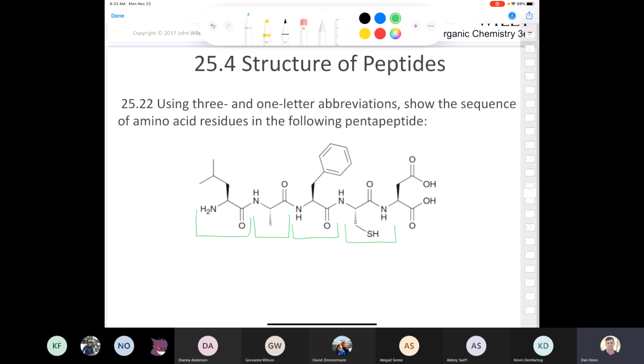And oops, did I go too far here? N, C, carbonyl. Yeah, let me fix that. N, C, carbonyl, like that. It's better. There we go. And then this one here is an aspartic acid.